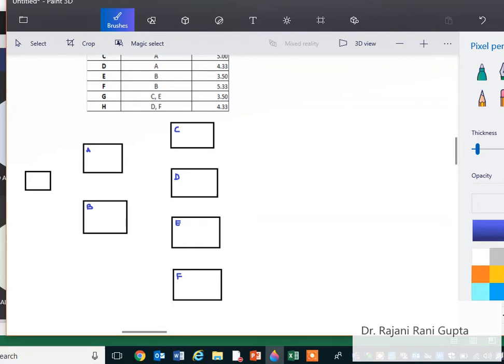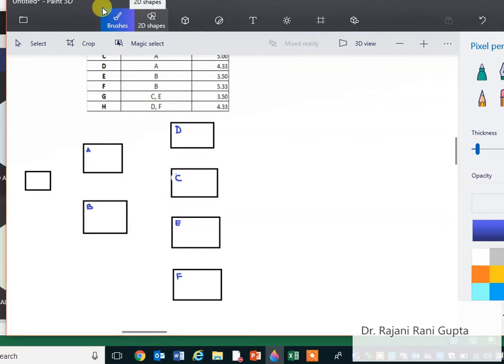Now next we see that after activity C and E we have activity G, and after activity D and F we have activity H. So it's better to change the position of C and D so that we don't have more intersections. So let's say this is activity C and this is activity D, so that after C and E we can have an activity here.